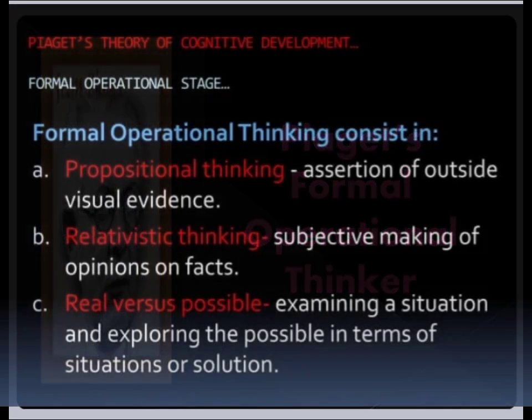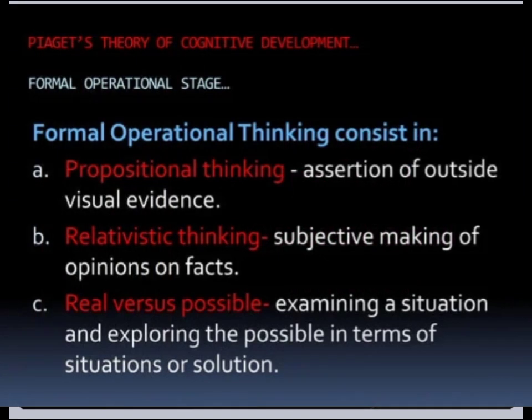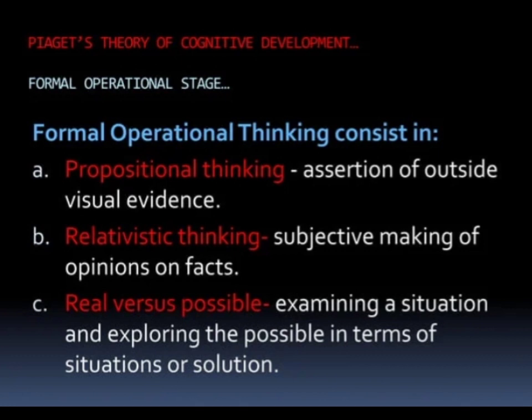We have propositional thinking, which means assertions of outside visual evidence. And we have relativistic thinking, which is a subjective making of opinion on facts. Like for example, debate, because you are stating the fact. And also we have real versus possible. In this, it is examining situations and exploring the possible in terms of situations or solutions. In this, you can solve a solution.